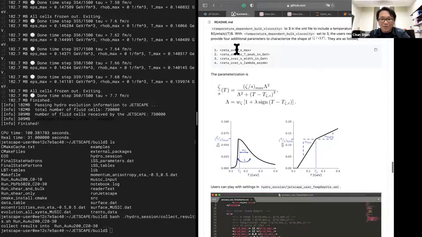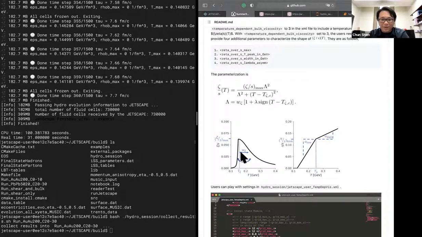Similarly, there are another 4 parameters that define a temperature dependent bulk viscosity. The bulk viscosity is usually related to the trace anomaly and has a similar peak structure to the one you have seen in the lecture from lattice QCD calculations. We would expect the bulk viscosity to go to 0 at high temperature, because QCD is close to conformal there, and in the conformal limit the bulk viscosity is 0. At very low temperature the bulk viscosity also becomes small and goes to 0. So you have these peak structures in the temperature dependent bulk viscosity, and this can be varied by 4 parameters.